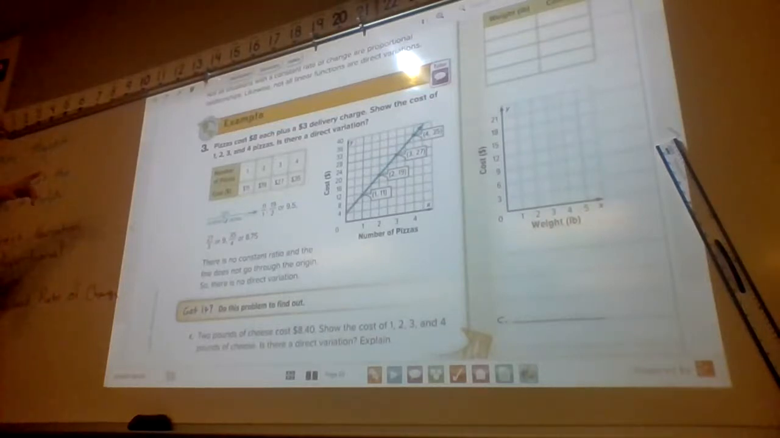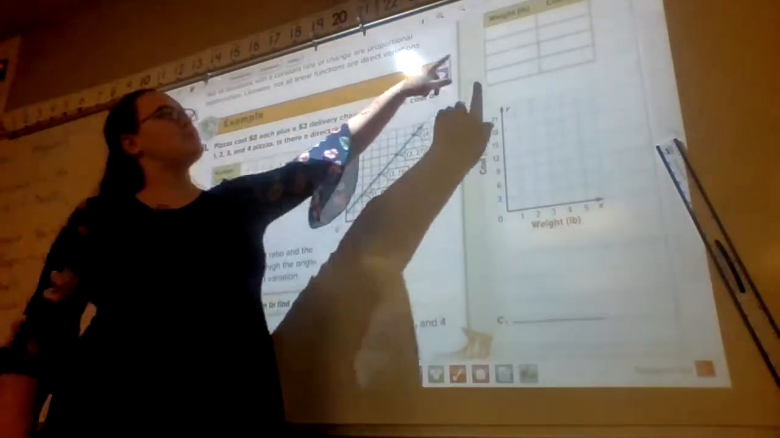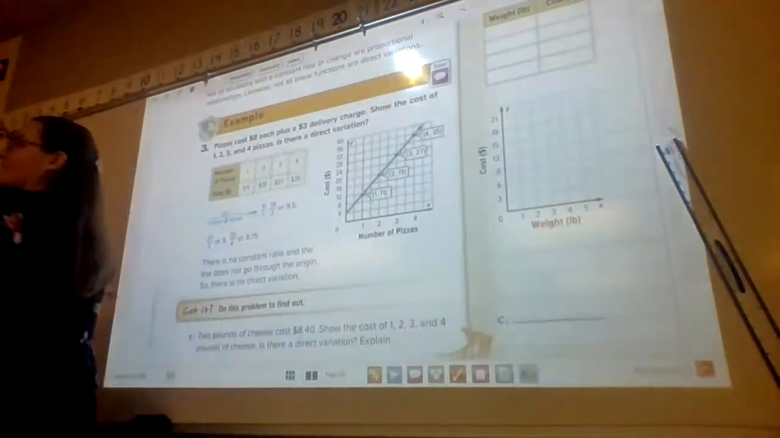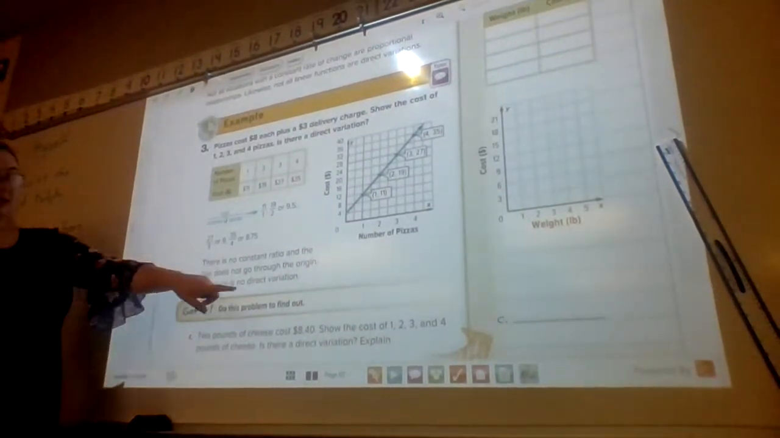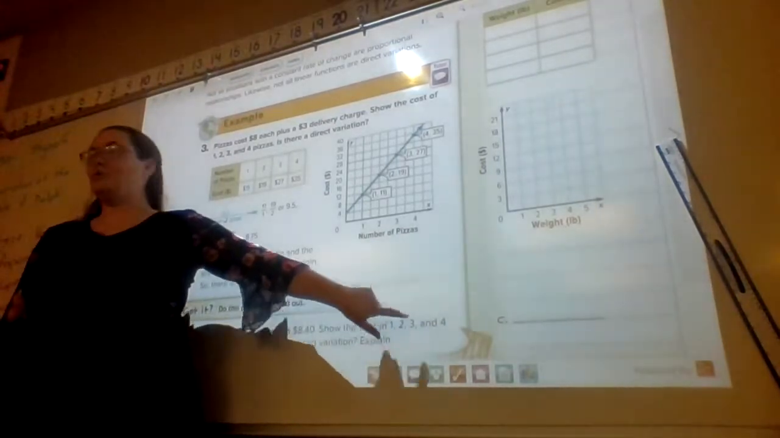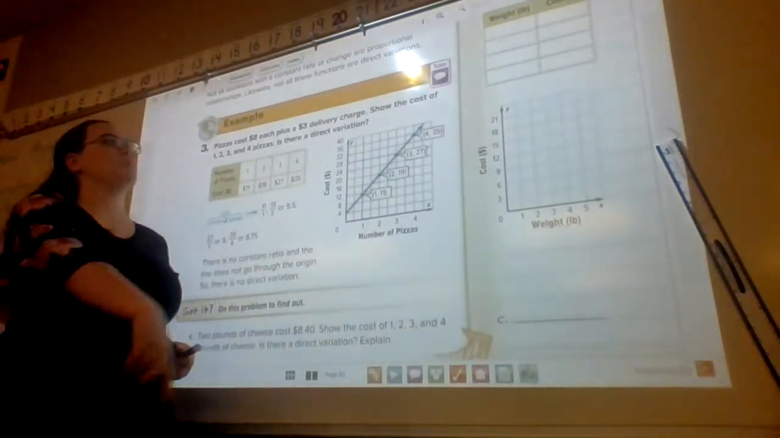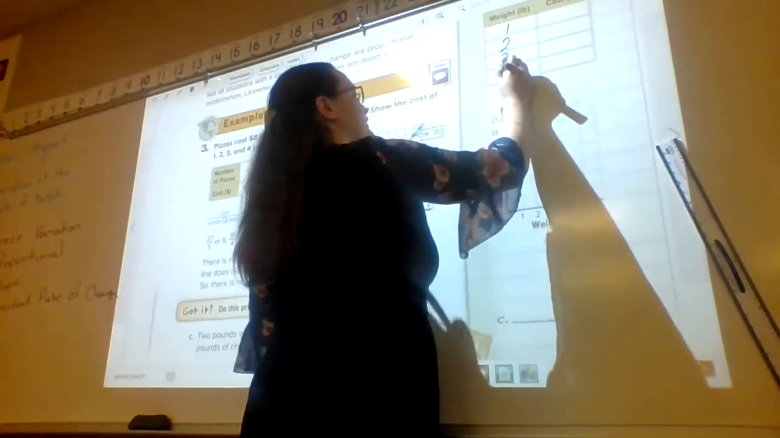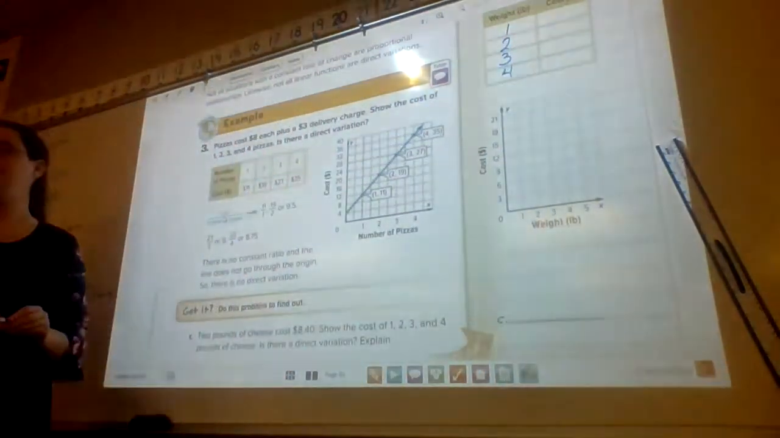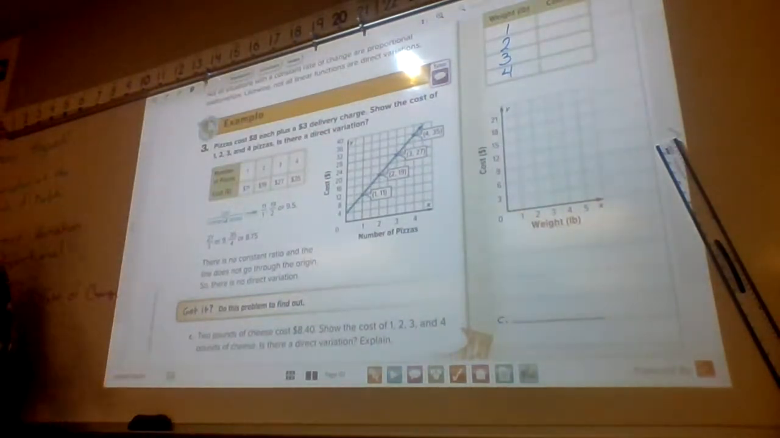What do you notice they gave us over on the side in the workspace? A graph and a table. Why do you think they gave us a table? So we can fill it in. What do you think goes right underneath the weights? Just 2 pounds? It tells us the cost of 1, 2, 3, and 4 pounds. So what are we going to put here? 1, 2, 3, and 4 pounds. So now we've got to figure out the cost.